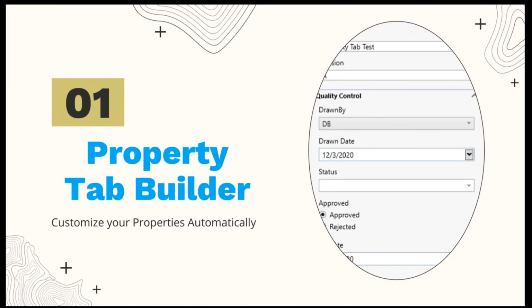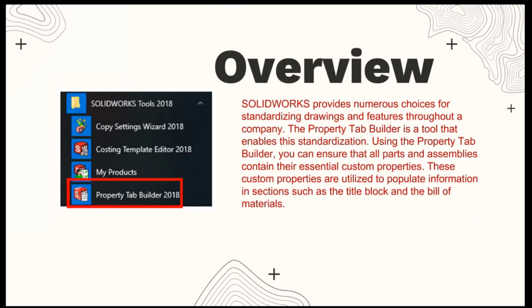The property tab builder is a standalone utility that we use to create a customized interface for entering properties into SolidWorks files. The tabs that we create with property tab builder appear in the SolidWorks software on the custom properties tab in the task pane. You can create different tab templates for parts, assemblies, drawings, and weldments as well.